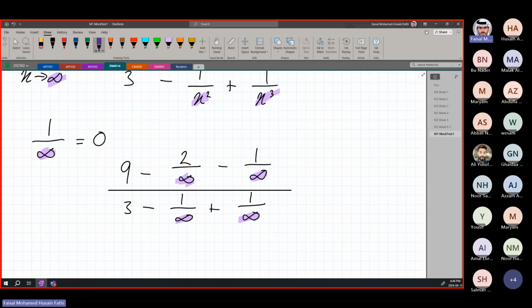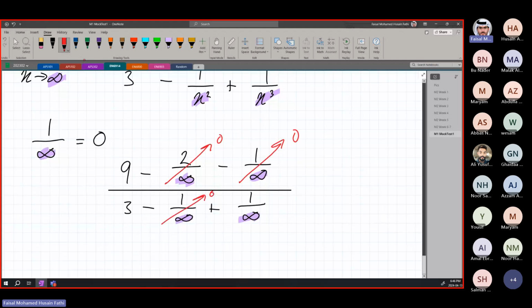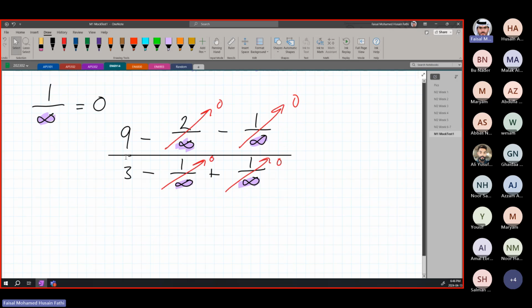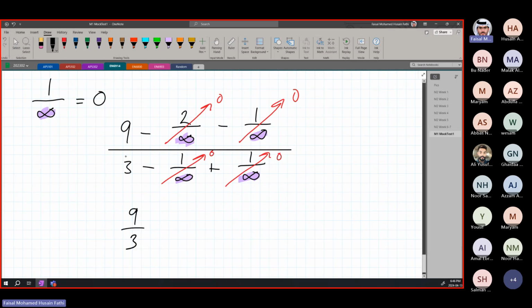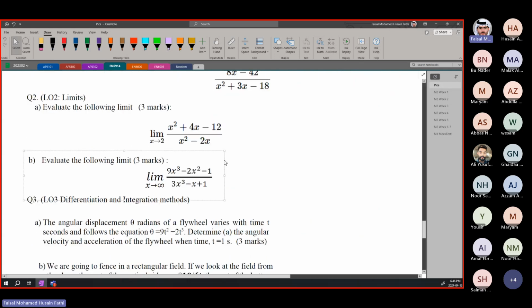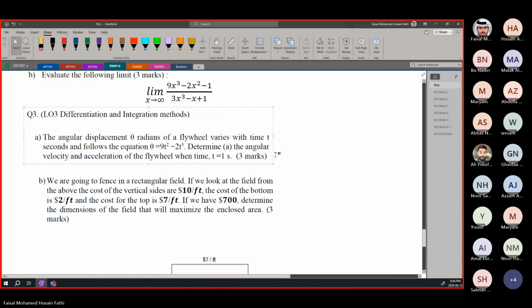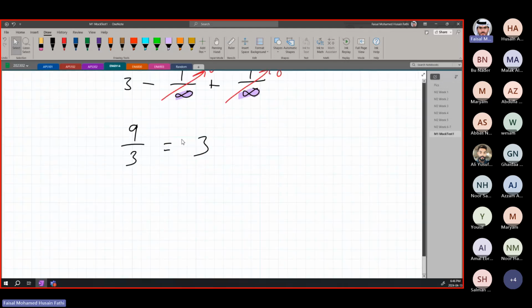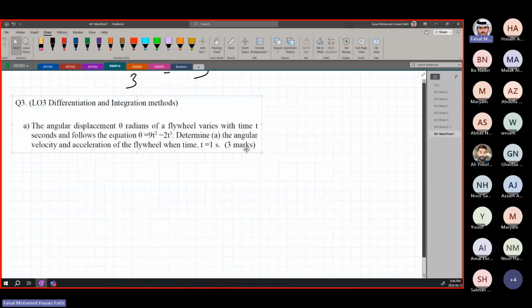And we know directly that all of these are going to become 0 because 1 over infinity, or any number over infinity, is equal to 0. All we will have left is 9 over 3, which is 3. And this is your answer. Okay? This is how you would solve a limits question. Now, let's move on to differentiation and integration.